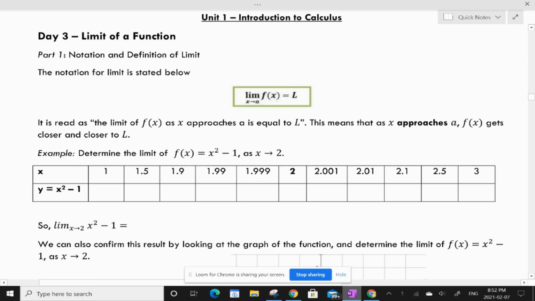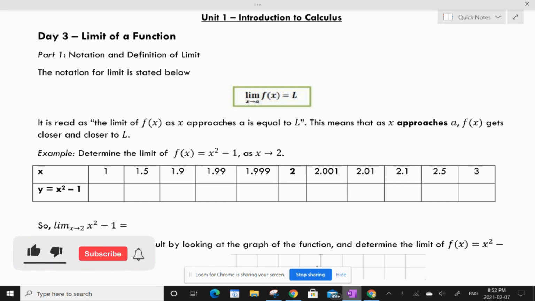In today's class, we're going to talk about the limit of a function. Let's start off by talking about the notation that we would use for limits. It is represented in the green box that you see there. When you're looking at it, you're probably thinking about how am I going to read this? It's basically read as the limit of f of x as x approaches a is equal to L.